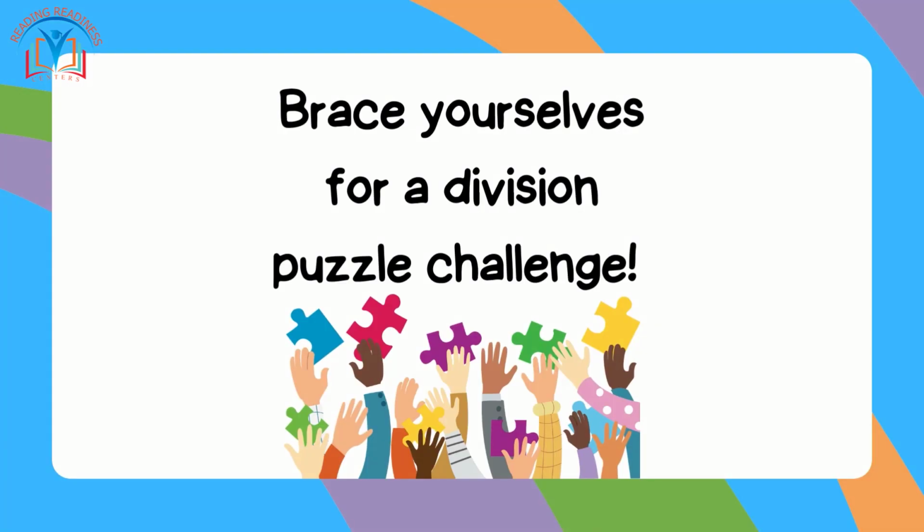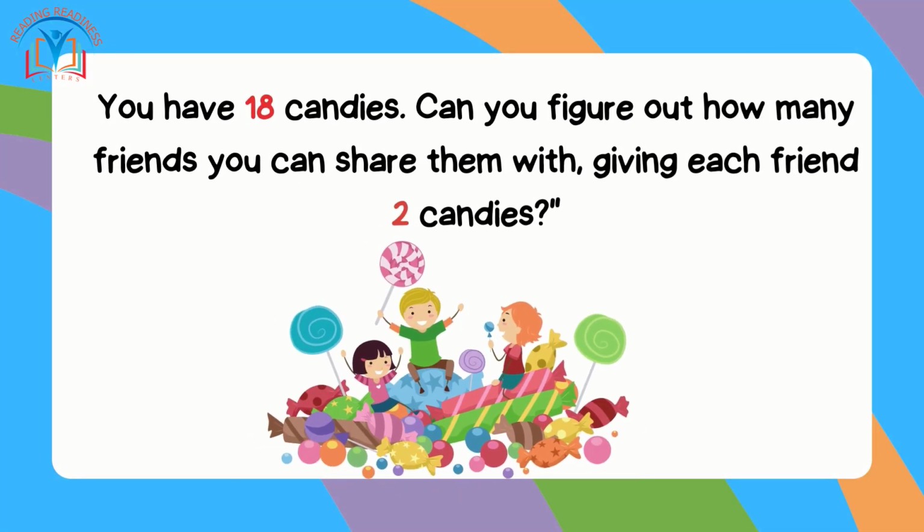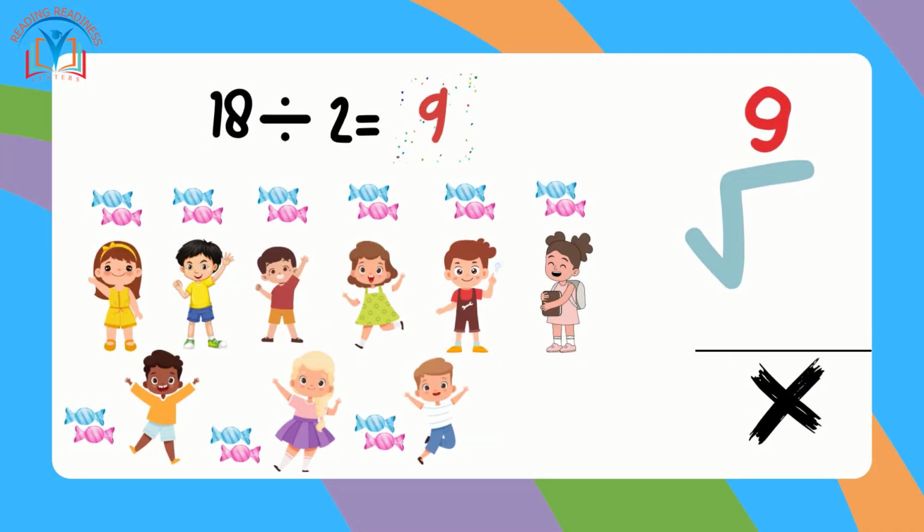Brace yourselves for a division puzzle challenge. You have 18 candies. Can you figure out how many friends you can share them with, giving each friend 2 candies? You've got this. 18 divided by 2 equals 9 friends. Unbelievable.